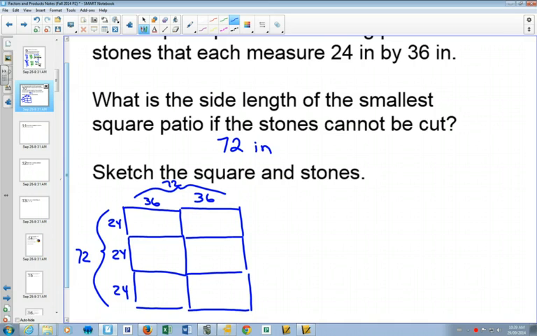What kind of question is this, in case we started doing this and realized we'd be drawing a lot of patio stones for a long time before figuring it out? Is this a greatest common factor question? Is this a prime factorization question? Is this a least common multiple question?